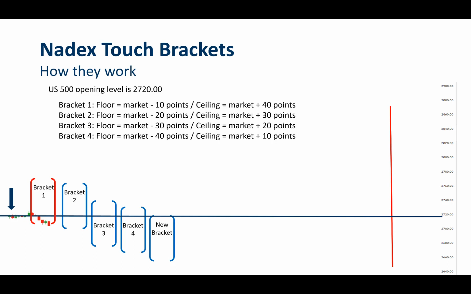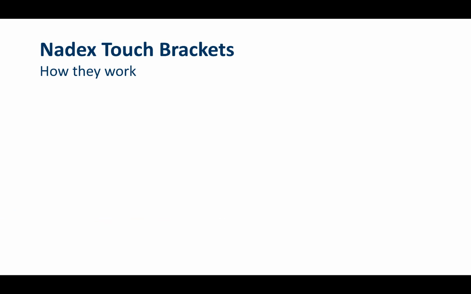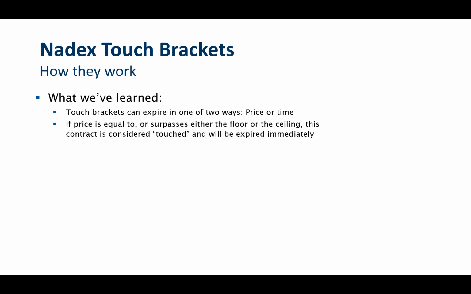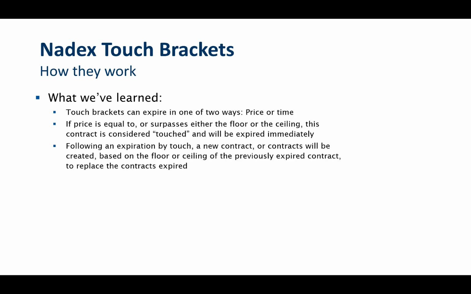Let's recap this module. Touch brackets can expire in one of two ways, by price or by time. In this module, we focused on price. If price is equal to or surpasses either the floor or the ceiling, this contract is considered touched and will be immediately expired. Following an expiration by touch, a new contract or contracts will be created based on the floor or ceiling of the previously expired contract. This is done to replace the contracts expired and will typically keep the number of contracts available at 4.